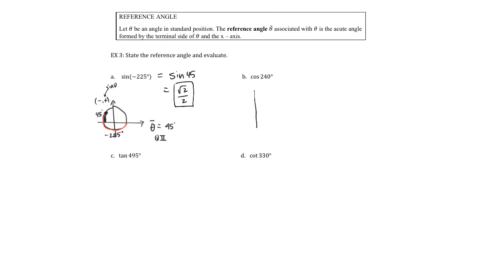Okay, let's do another one. Cosine of 240. I always like to just orient myself and figure out where I am. So I'm going around 180 and 240. Let's see, 240 minus 180, that is 60 degrees. So my reference angle here equals 60 degrees.